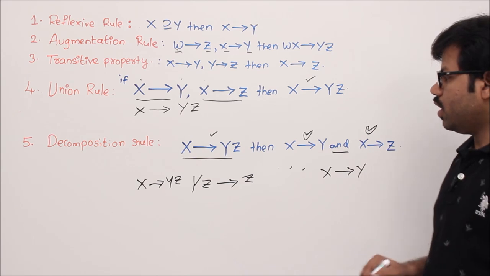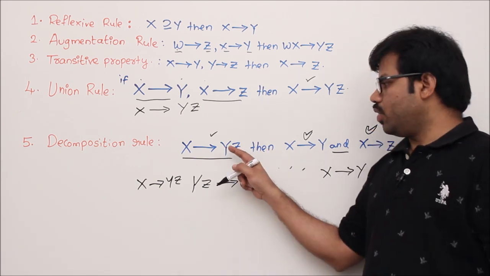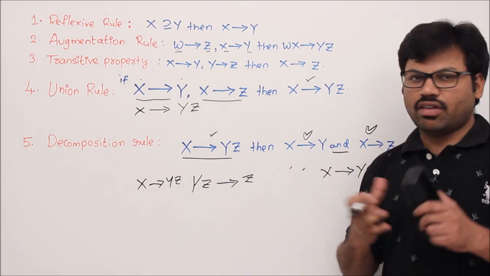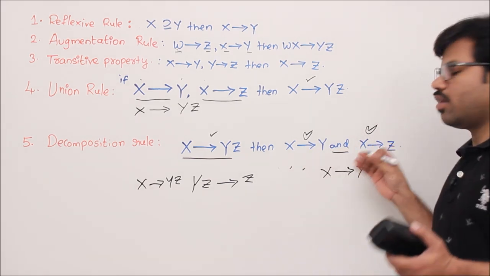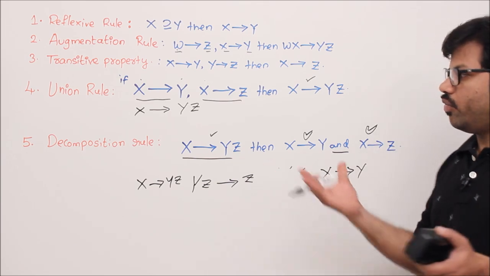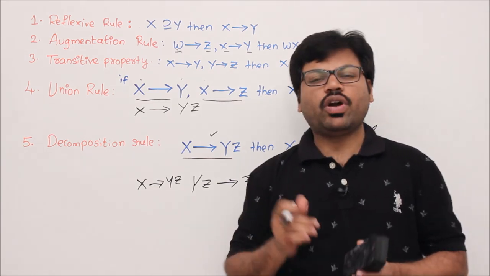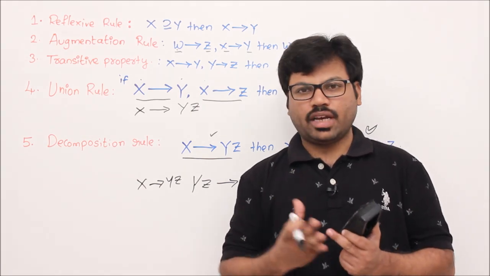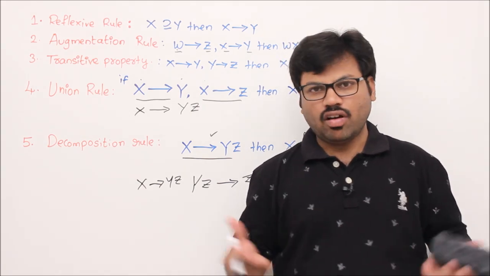Finally, from now onwards, when X determines a set of attributes Y and Z together, then I can say that X determines the set of attributes Y and X determines the set of attributes Z. Quite obvious. So these are all 5 important axioms. You should remember them. We are going to use these axioms so many times to understand the normalization concept.